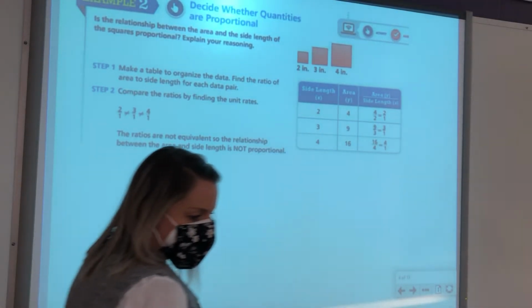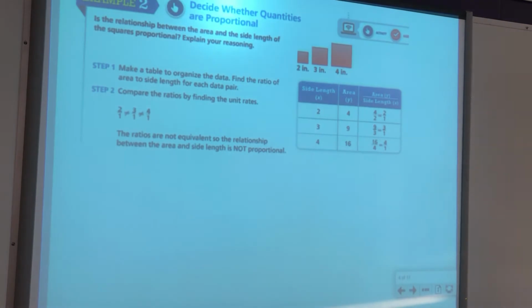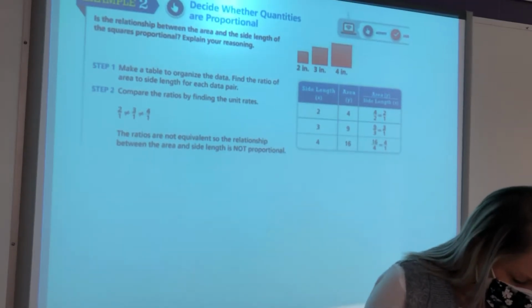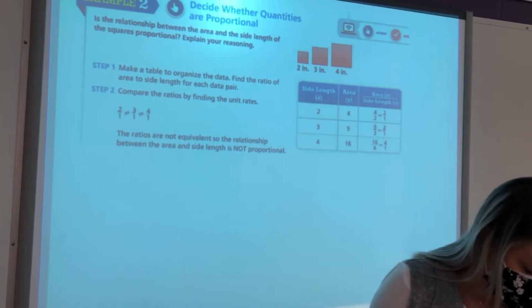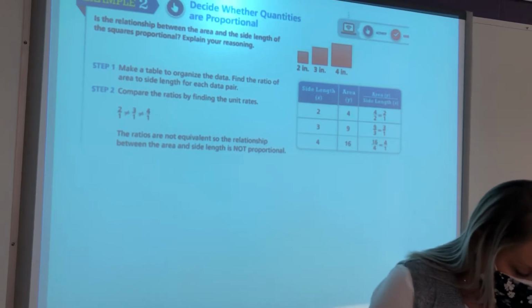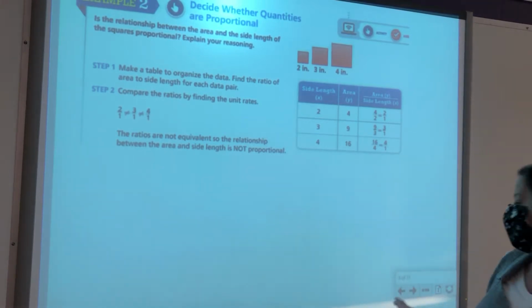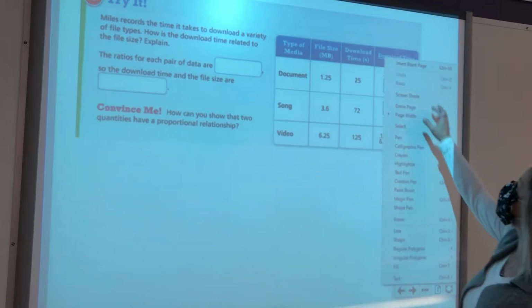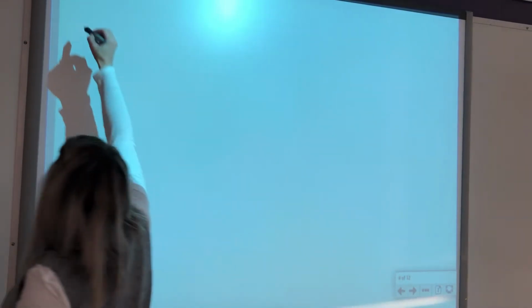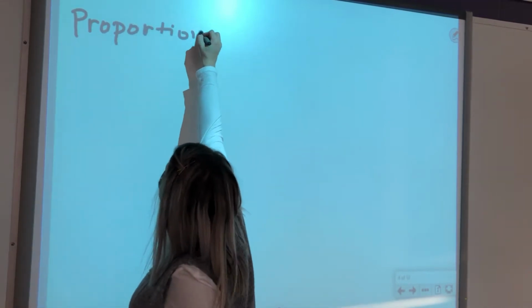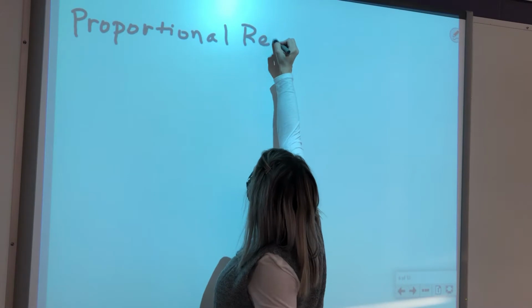All right, ladies and gentlemen, so we are going to continue along our journey with proportional relationships. Last week, when we finished on Friday, we looked at example number one, and then we did the triad. Today, we talked about proportional relationships, okay? Now, when we looked at proportional relationships, does anyone remember what had to be true about a proportional relationship?